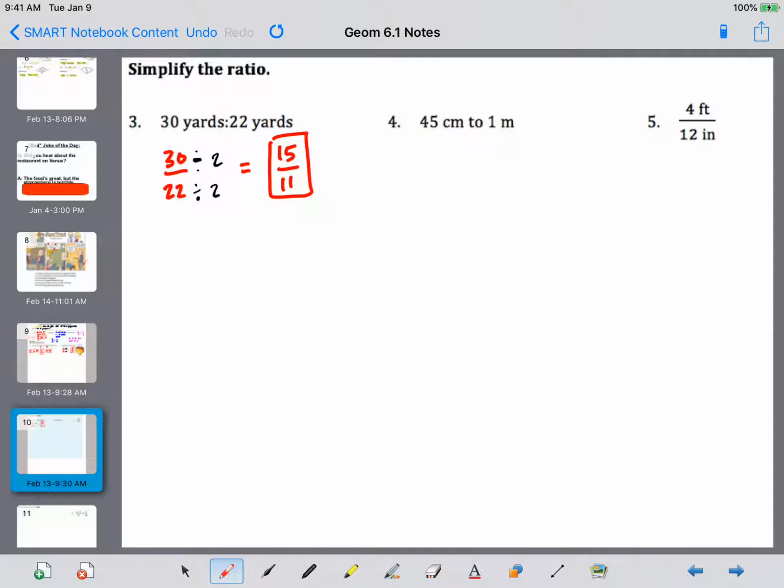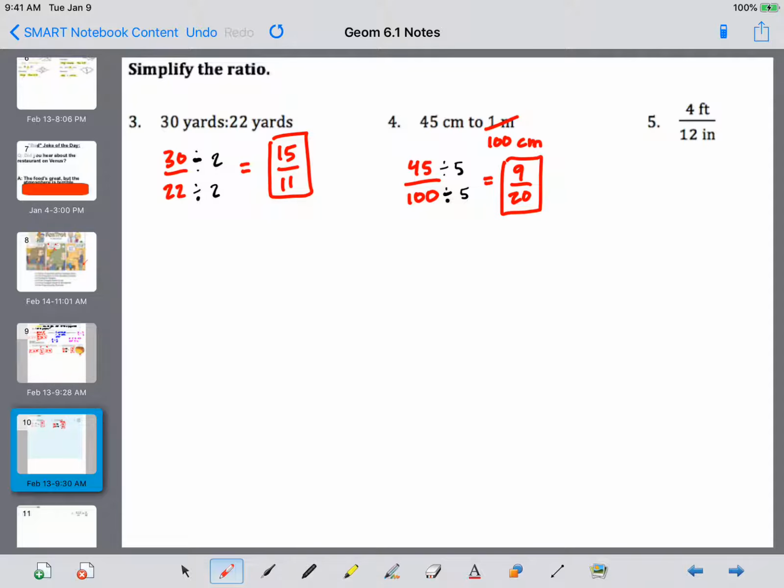All right, let's look at this problem. Now, your units have to agree. So we have 45 centimeters, and then we're going to turn this 1 meter into 100 centimeters, because 1 meter is the same as 100 centimeters. And then if we write that as a fraction, 45 over 100, notice 45 and 100 are both divisible by 5. So the simplified ratio would be 9/20.